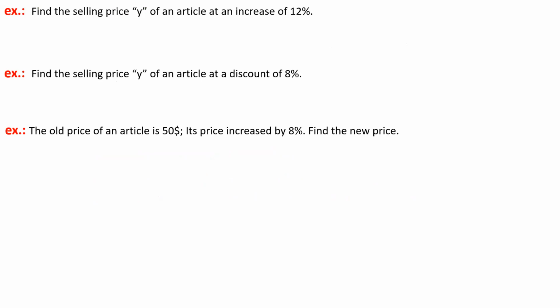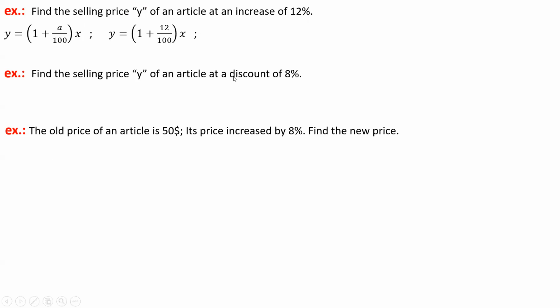Find the selling price Y of an article at an increase of 12%. So I should find Y, which is the new price, if I have an increase of 12%. So increase means I should use this rule, which has the plus. Y equals (1 plus a over 100) x. Y is the new price and x is the old price. A is the percentage of increase. How much is the percentage of increase? It's 12. So I replace a by 12.